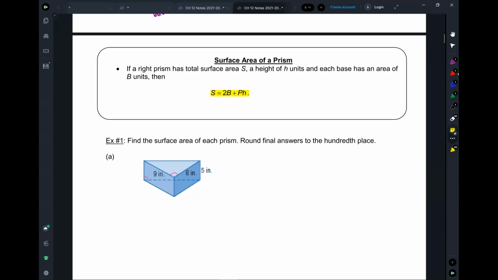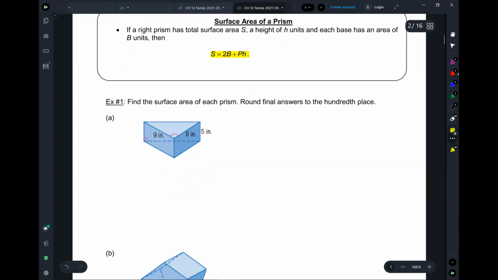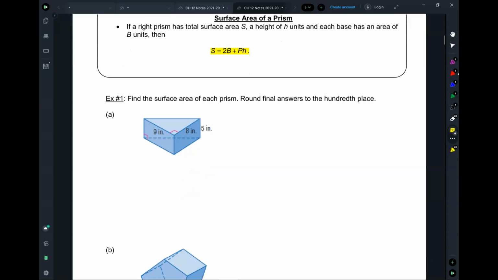Let's go ahead and find the surface area of this. Okay, what shape is this, first of all? It's a triangular prism. Okay? So the first thing you have to do is identify the base. In this case, this is the base.